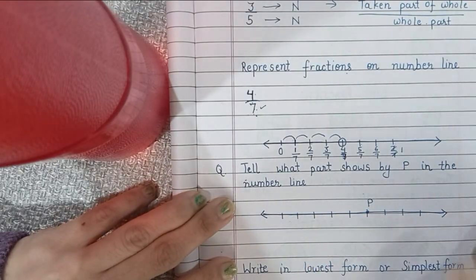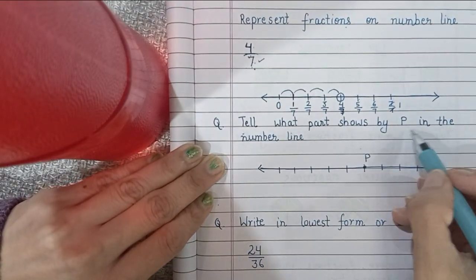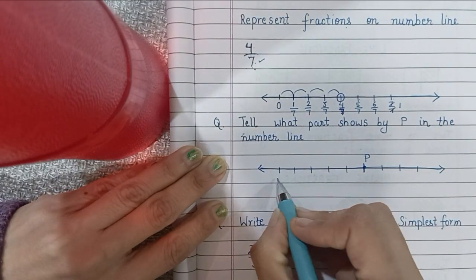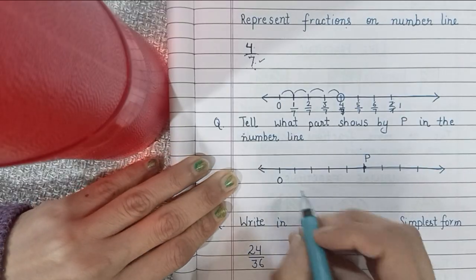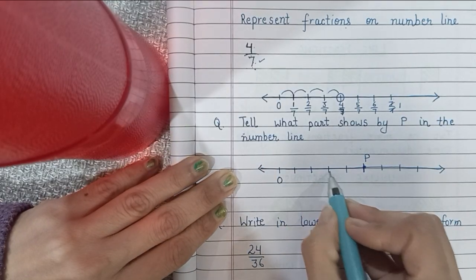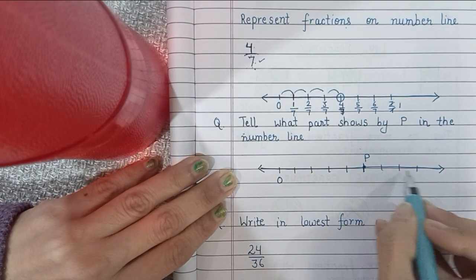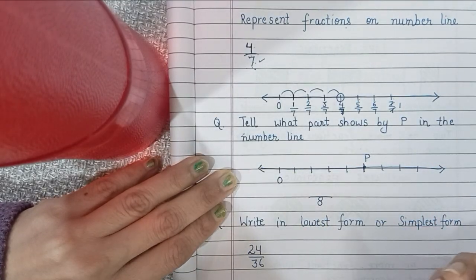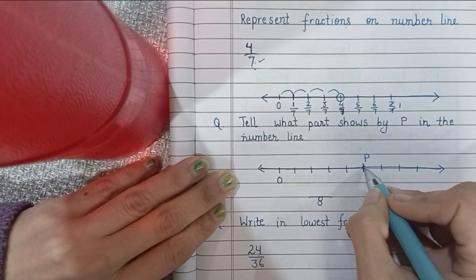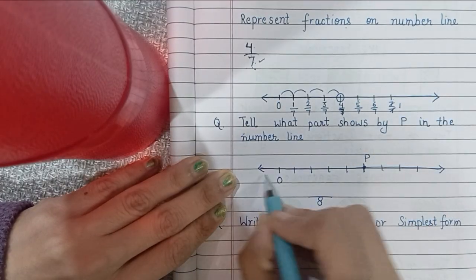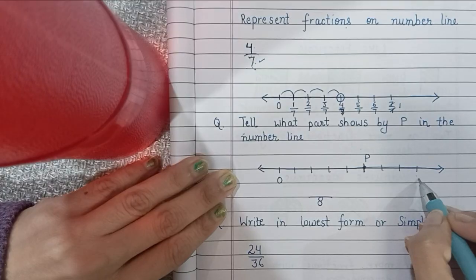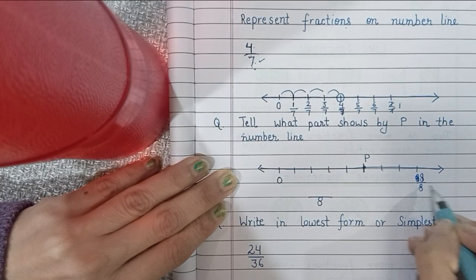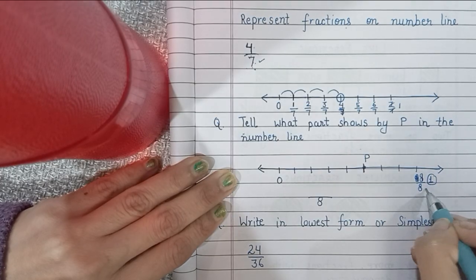Now tell what part is shown by P on the number line. What does this part show? Now you will have to write 0 here. Now count 1, 2, 3, 4, 5, 6, 7, 8. You have a total of 8 in the denominator. Your whole part is divided into 8 parts. Or you can write here 8 by 8, which is 1.